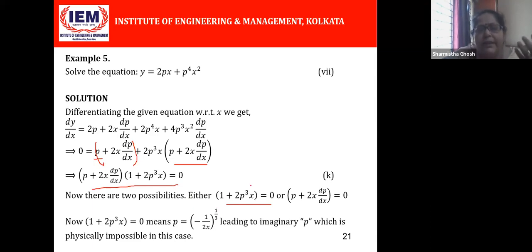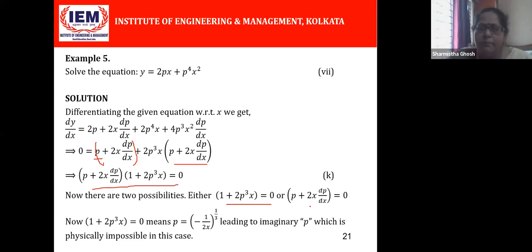So definitely this is leading to some imaginary value. And physically this is not possible because we know that p is dy dx. So this value of p is not physically possible. Therefore, here we although had two possibilities, that either p plus 2x dp dx is 0 or 1 plus 2p cube x equal to 0, but physically the second one is not possible. So definitely then we have to work only with this factor, p plus 2x dp dx equal to 0. So this is what you have to take a little bit of care.